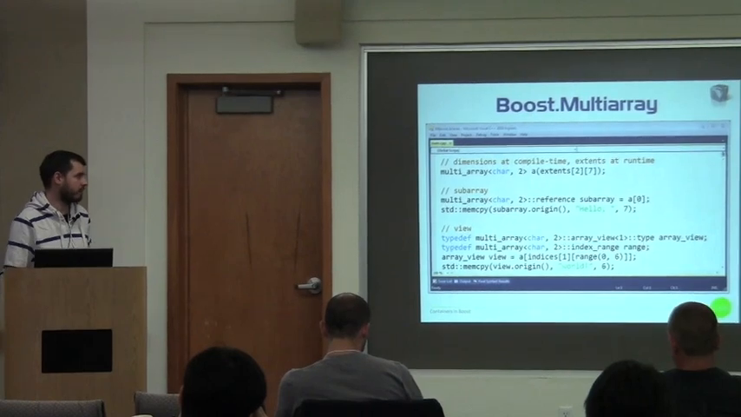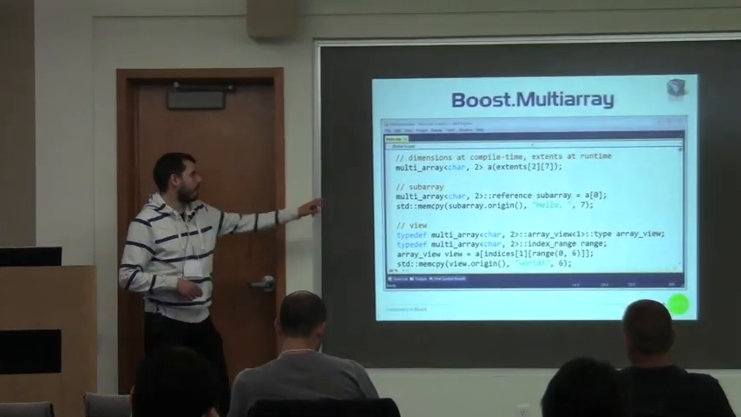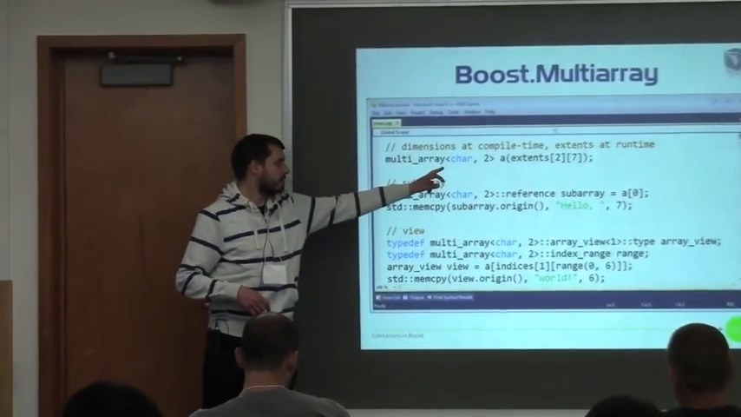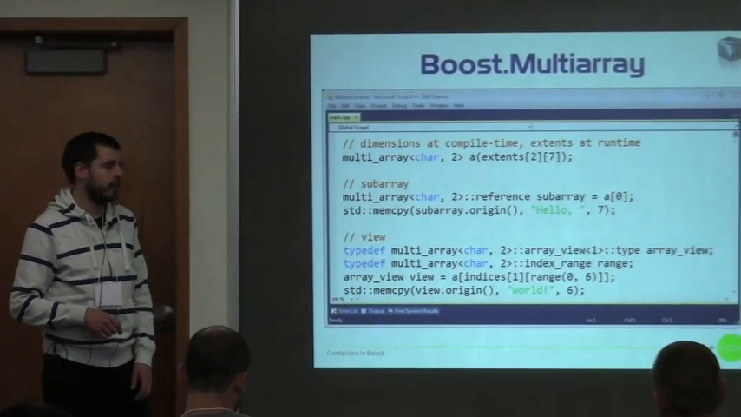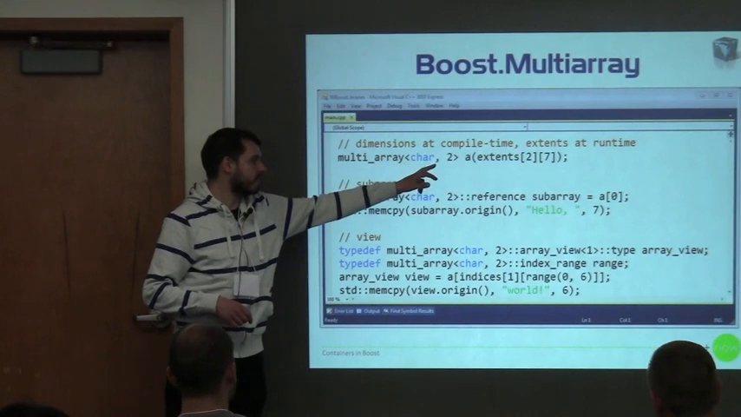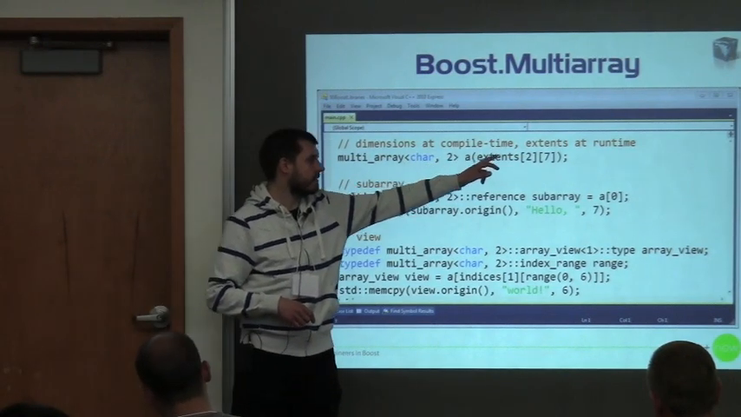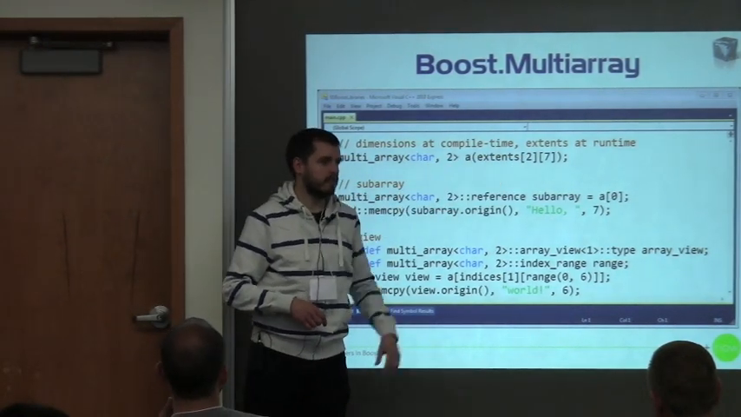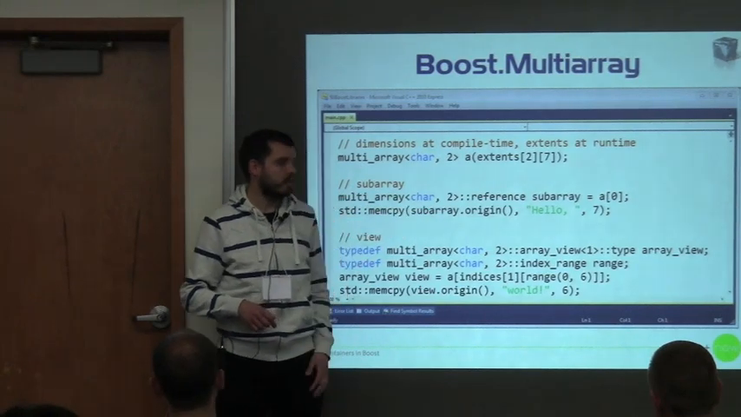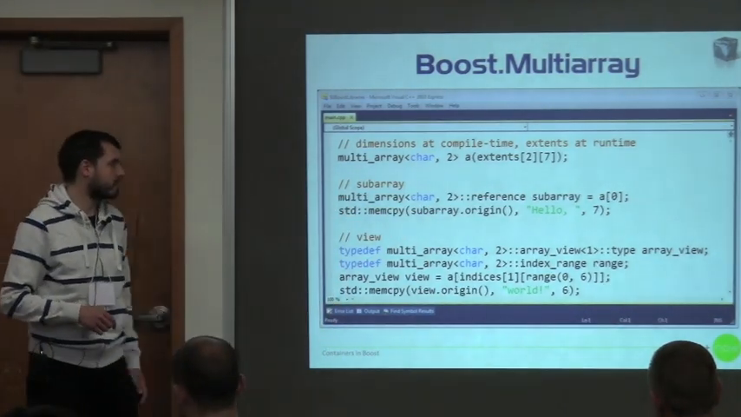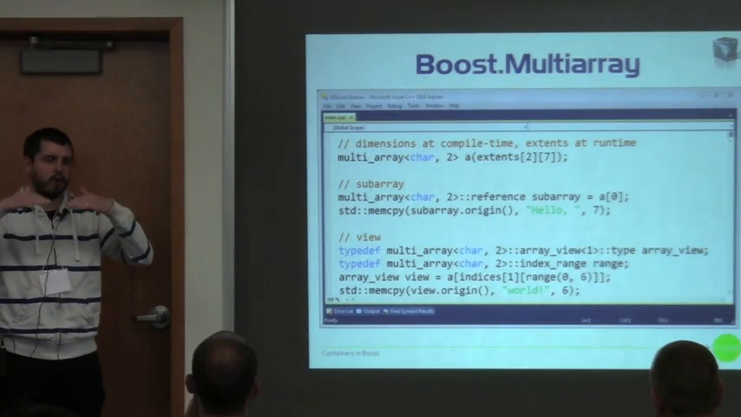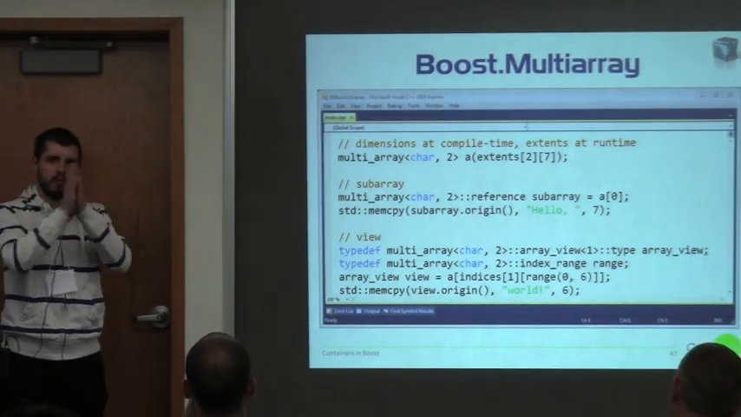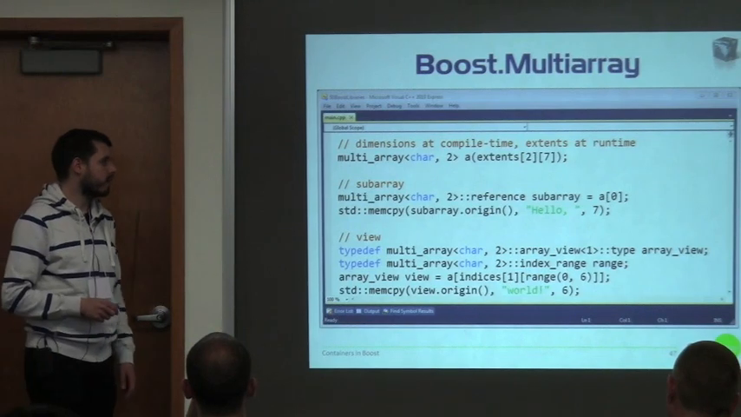Very quick example how it's used. Here you have your multi-array. I want to store cars in the array. I want that array to have two dimensions. As I said, number of dimensions is set at compile time. The extents is set at runtime. So the first dimension should have two slots. The other dimension, seven slots. So we can think of that array being a table, two rows with seven slots in each row.